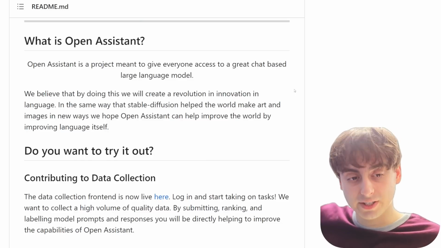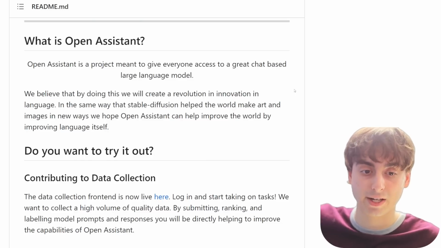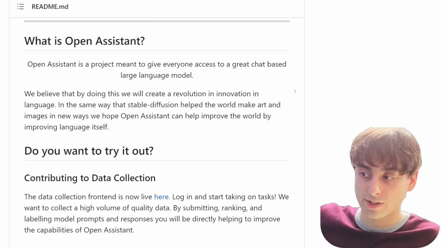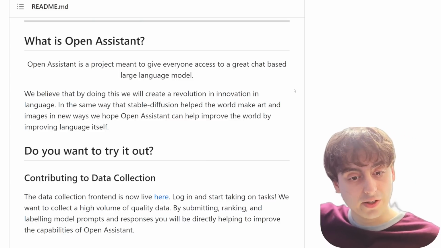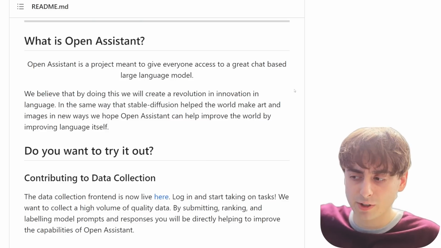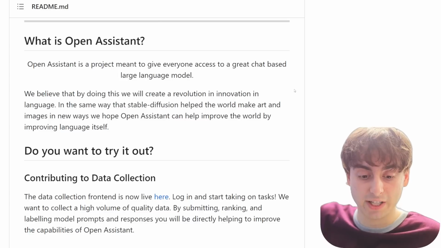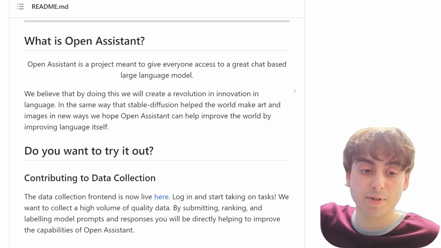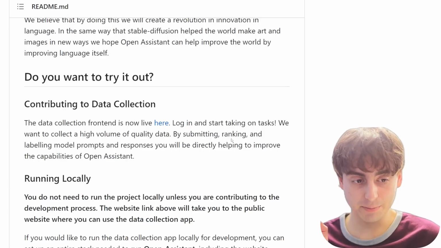So this is OpenAssistant. It is a project that is meant to give everyone access to a great chat-based large language model. So again, this is like free open source ChatGPT. They believe by doing this, they are going to create a revolution and innovation in language models, very similar to what Stability AI did with Stable Diffusion, which really kickstarted the whole AI image generation movement when you think about it.